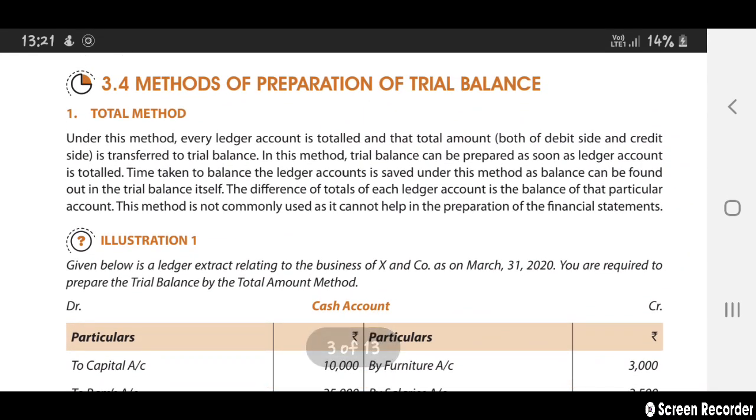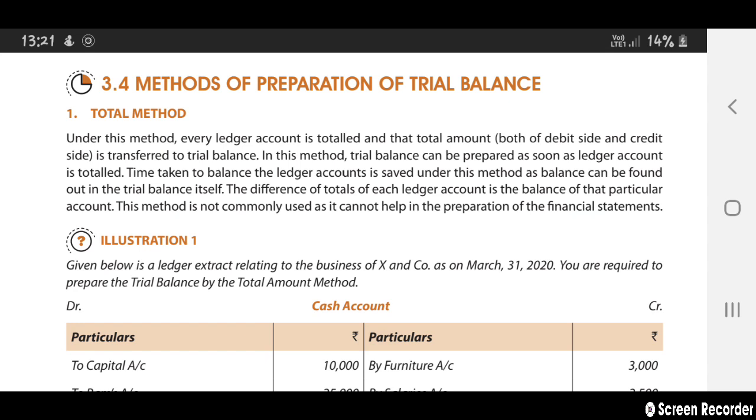Now, you want to prepare a trial balance, but by which method will you prepare it? You should know which method to use. Methods of preparation of trial balance is our next topic. Let us know about that.